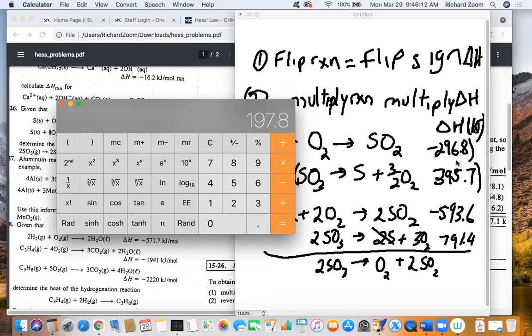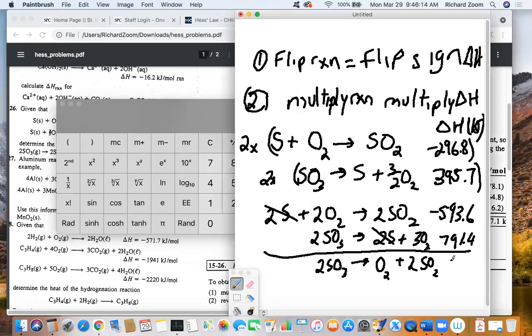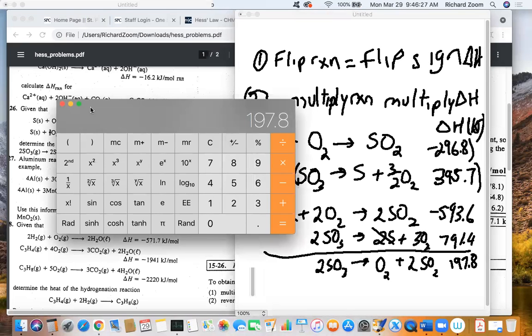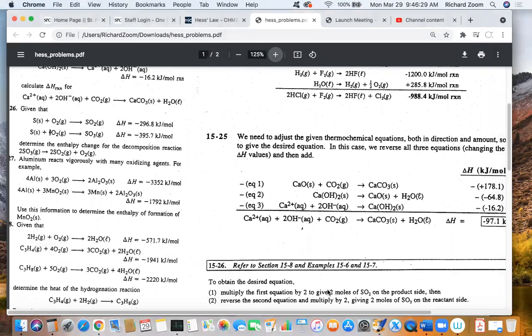And I end up getting 197.8, which is going to be the delta H of the reaction that I wanted. So you'll notice that as long as you follow the rules that I just set down, you really can't go too far wrong. Does anybody have any questions so far?